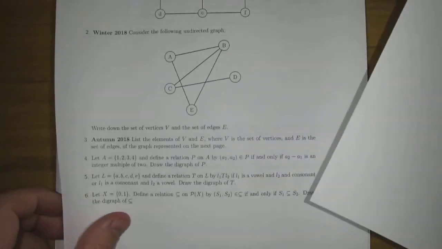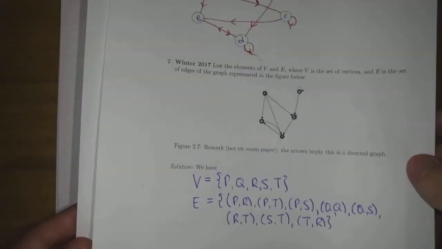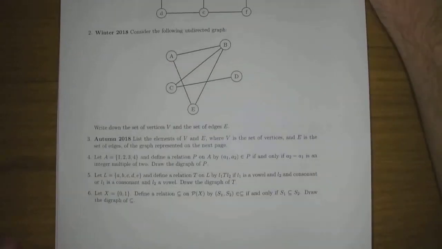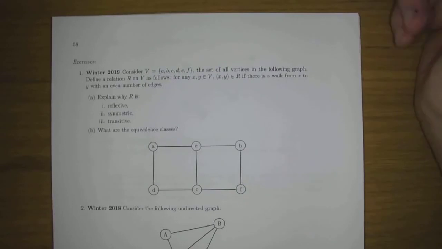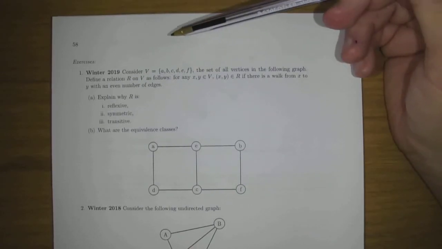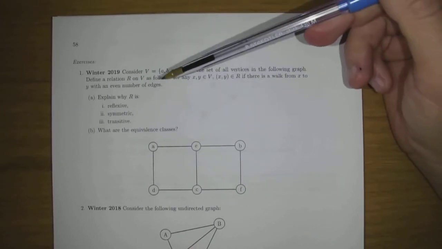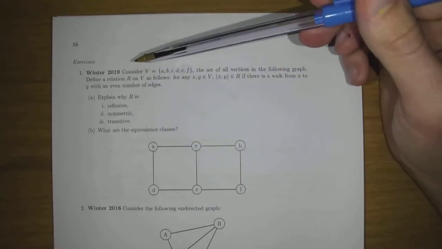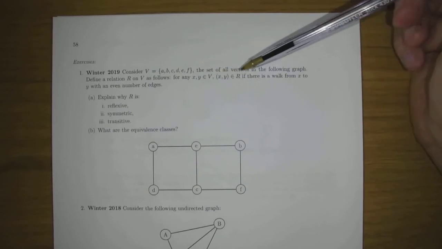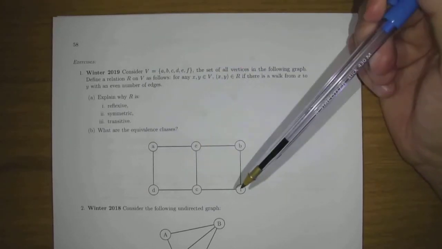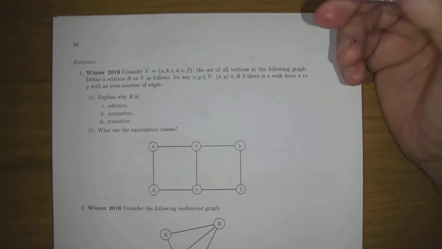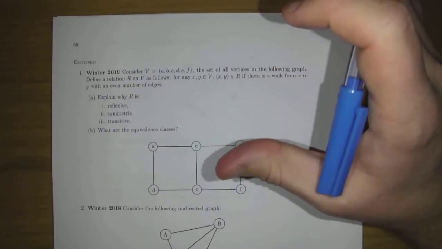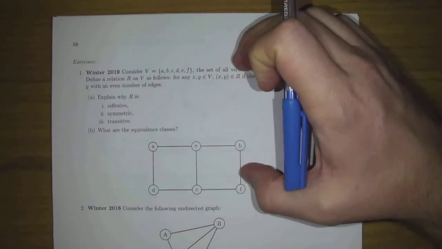Okay, so that's the real basics of this. I think that's probably enough to start on. We might just have a little look at the exercises for you. So consider V, A, B, up to E, the set of all vertices in the following graph. Define a relation R on V for any X, Y is related if there's a walk from X to Y with an even number of edges. So there's going to be a bit of work in this. So explain why R is reflexive, symmetric, transitive, and find the equivalence classes. So that's a good tough question to check out.